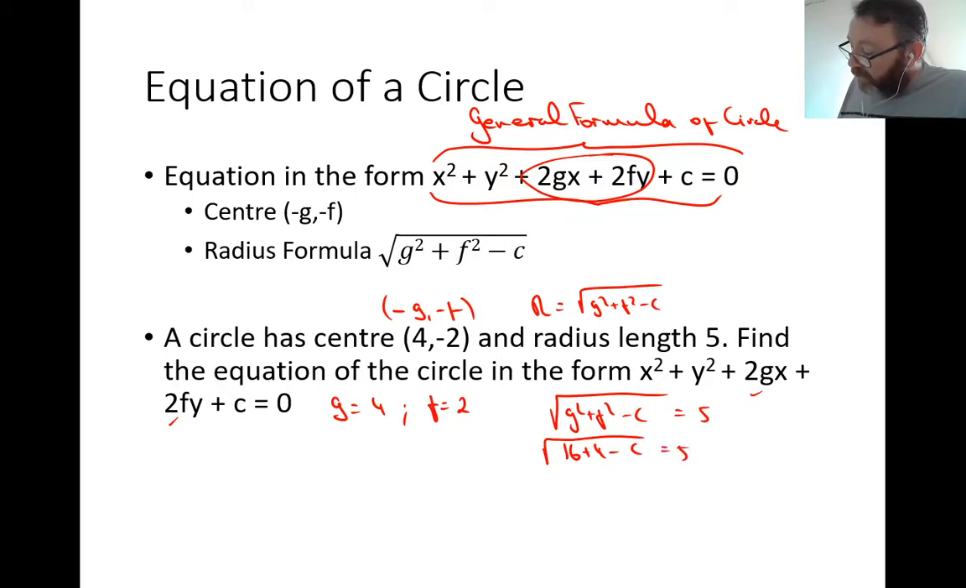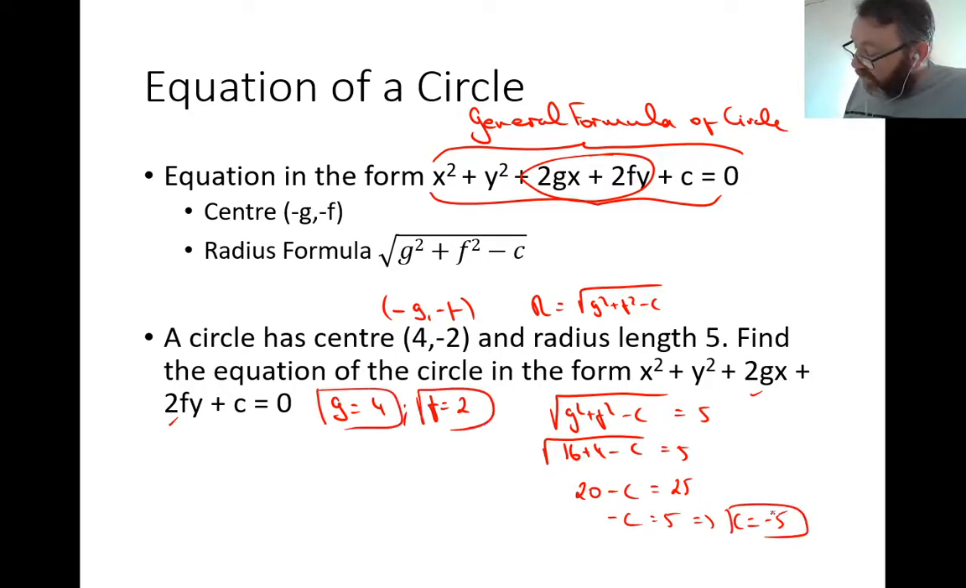Square both sides. You get 20 − c is equal to 25. See that? So 20 − c is equal to 25. So you're squaring both sides. And that means that −c is equal to 5. I'll put that another way. c is equal to −5. And now I have everything I need. There's my g, there's my f, and there's my c.